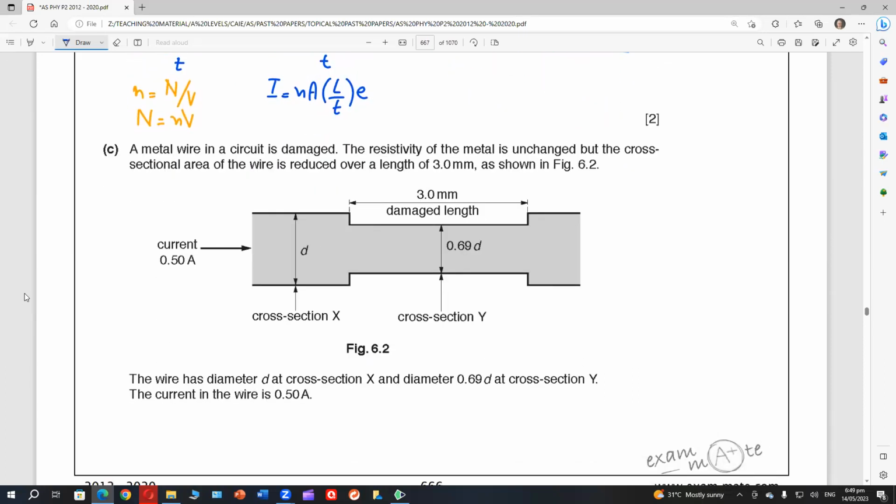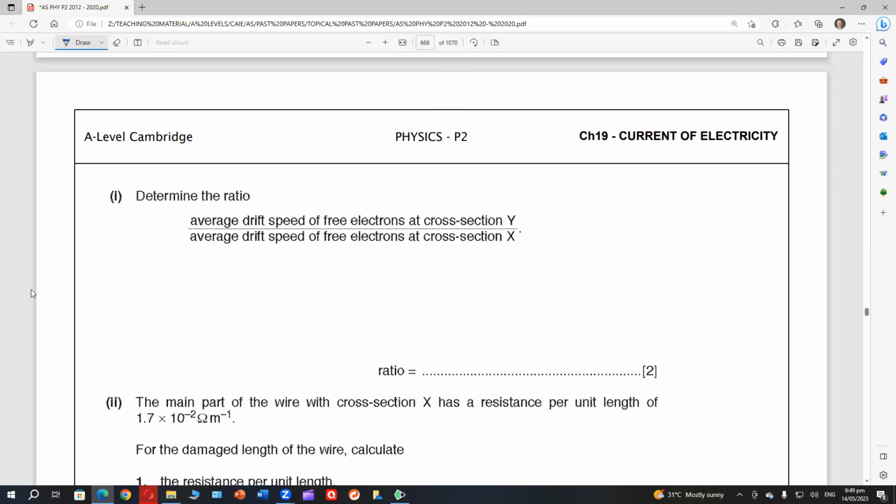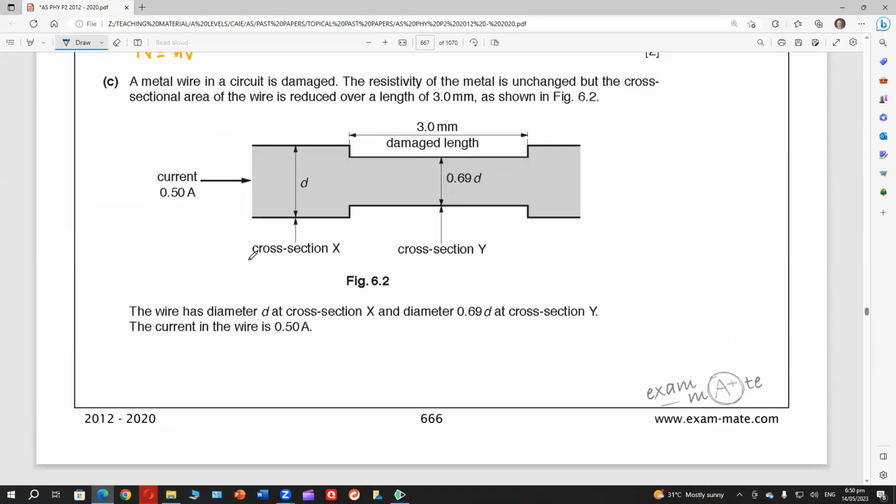A metal wire in a circuit is damaged. The resistivity of the metal is unchanged, but the cross-sectional area of the wire is reduced over a length of 3 millimeters. Current is 0.650. Ratio in region Y and region X. What is the length?